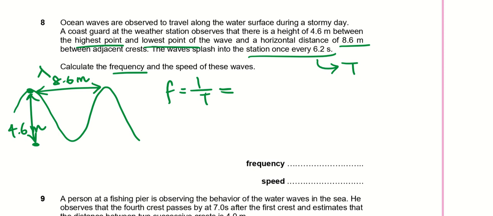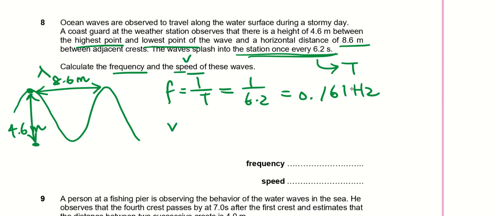So it is 1 over 6.2. I will get 0.161 hertz. Okay, so you must be able to distinguish what all this information means. Next, they want us to calculate the speed, which is v.